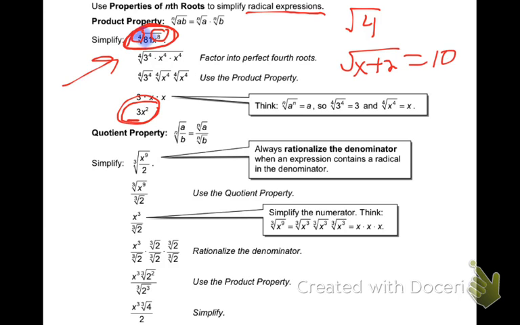Quotient power, you can do the same thing. That was the product property, with respect to multiplying. For the quotient, do the same thing here. If you notice, I have the cube root of x to the 9th. What does 9 divided by 3 get me? 3. That becomes x to the 3rd. Again, the variables are fairly straightforward.